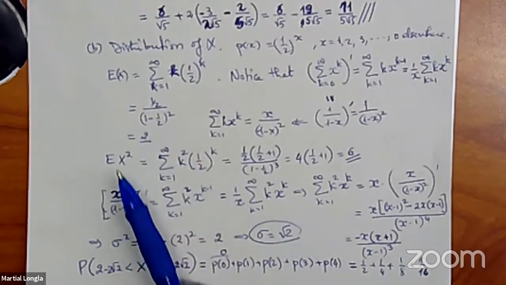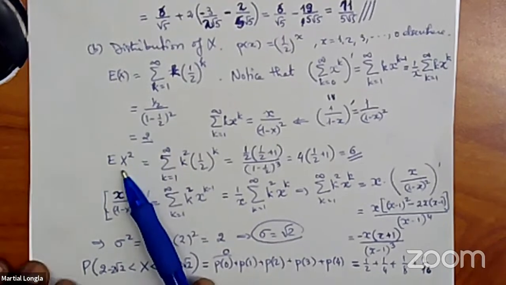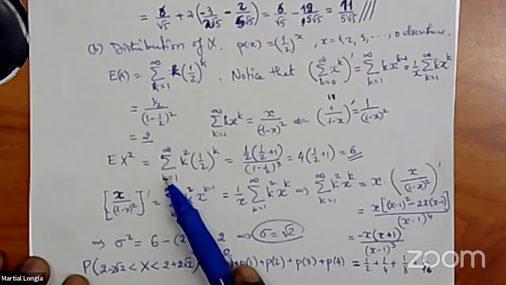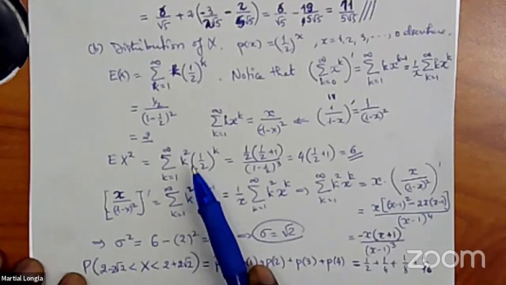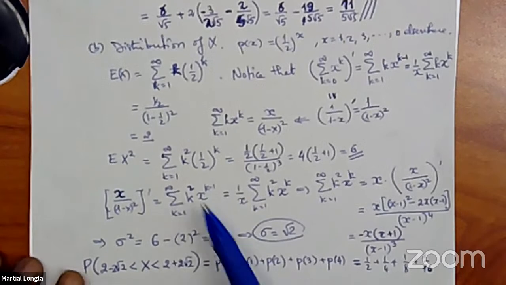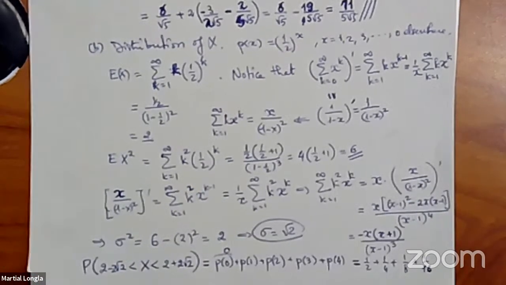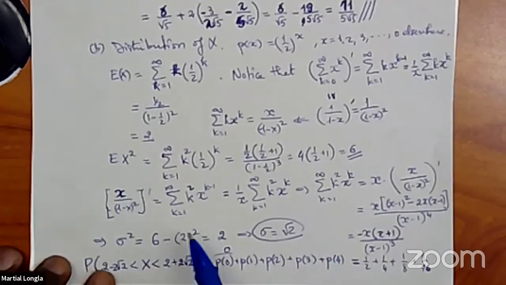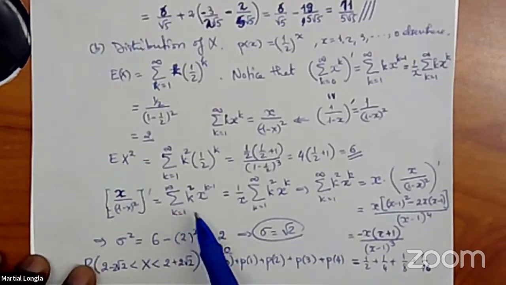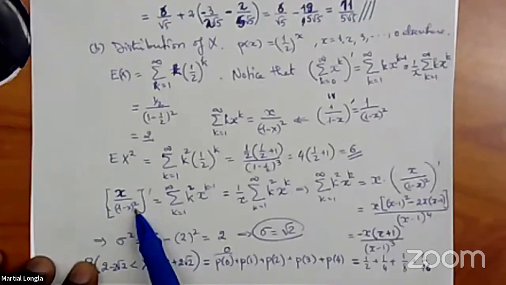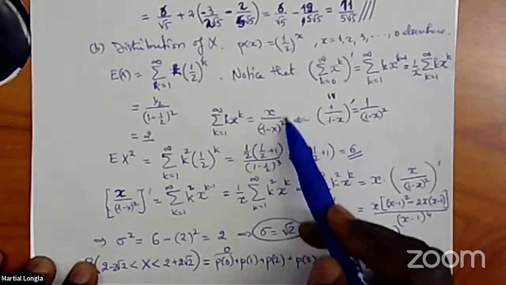Then you compute the expected value of x squared. It's going to be the same game. That's going to be the sum k from 1 to infinity, k squared, 1/2 to the k. And then you see you have a k squared here. So that has to do with taking the derivative 2 times. So we start here with x over 1 minus x squared. That's what we just found here.